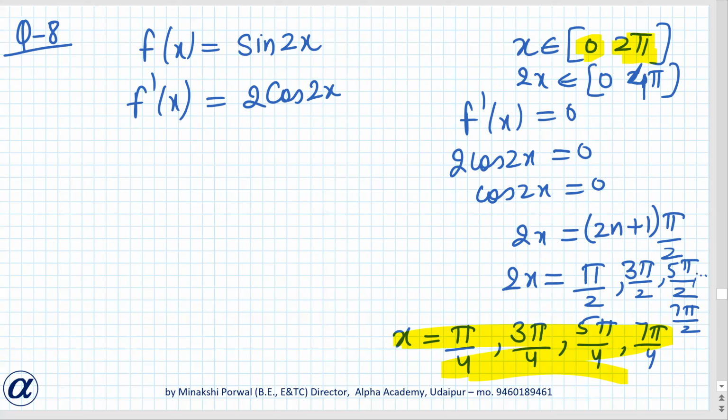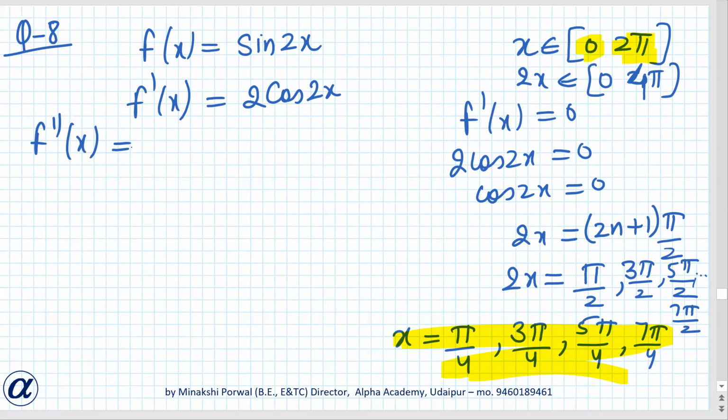So we have to obtain the absolute maxima and minima basically. So we'll substitute these values: f of pi by 4, f of 3 pi by 4, and so on. But we don't know whether it is a maxima or minima, so we'll find the second derivative to check whether it is a maxima or minima.